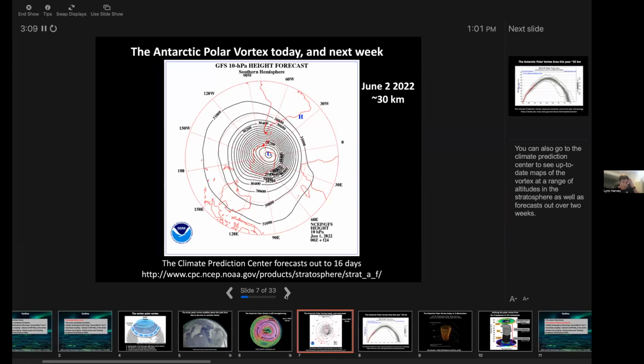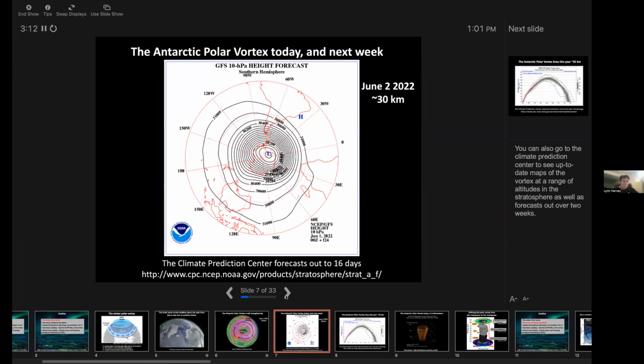You can also go to the Climate Prediction Center to see what the vortex is doing on any given day in both hemispheres at altitudes throughout the stratosphere up into the lower mesosphere, and also out 2 weeks. So here's the website, and you see down in the Antarctic, a very deep low pressure system, pretty zonally symmetric, but slightly displaced off the pole. The Antarctic vortex is alive and well.